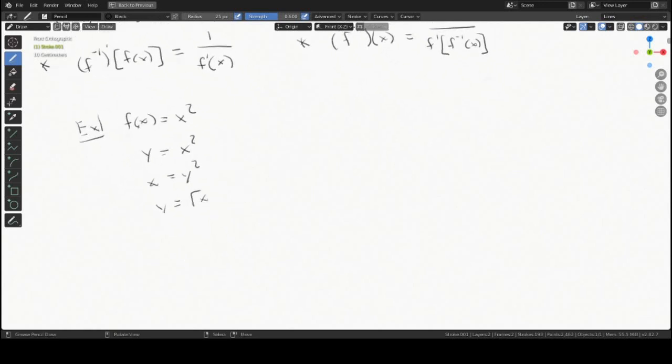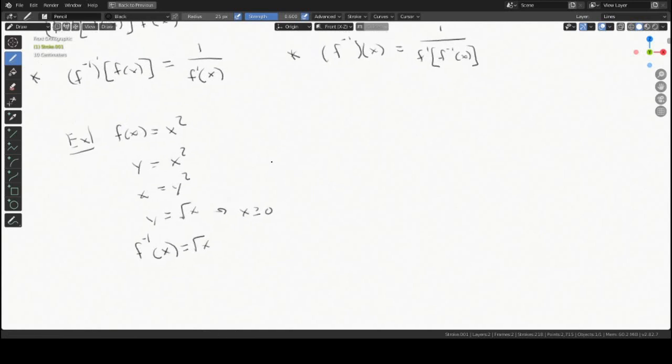Now keep in mind y was always positive in this first function, and we'll need to keep it consistent over here. So we have that this is for x greater than or equal to 0. If we have negative numbers, we start to get unreal answers, and it simply doesn't work. So this is our f inverse. So f inverse of x is equal to the square root of x.